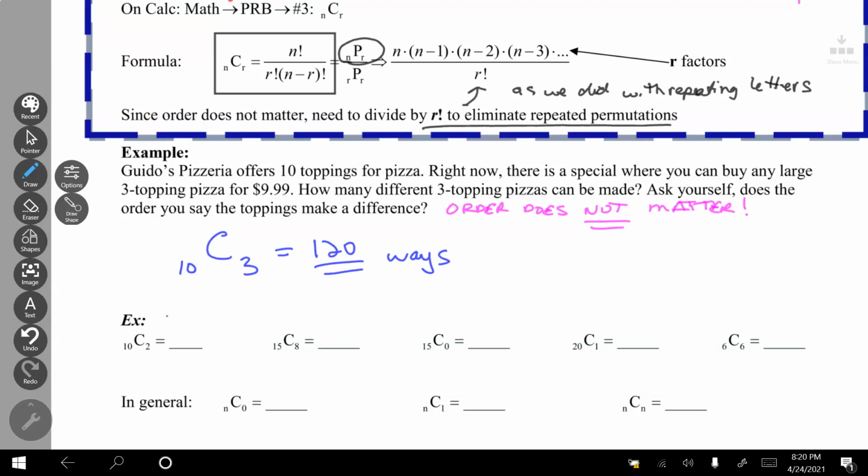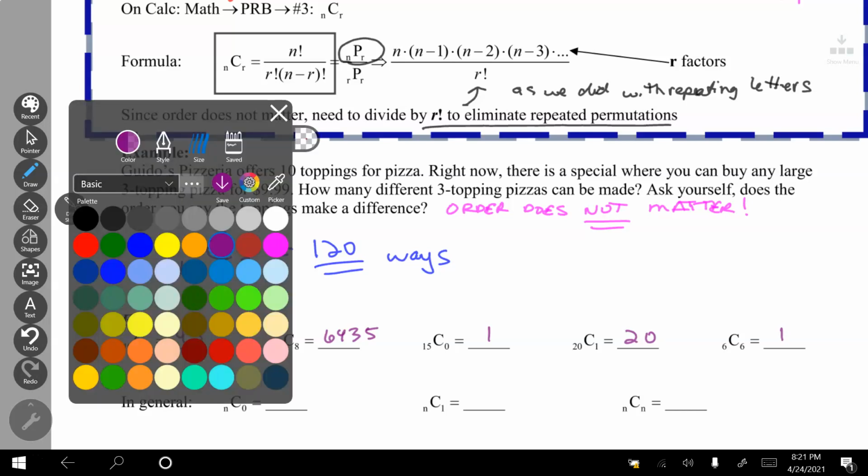10C2, and I put in the calculator, I got 45. 15C8, remember 15P8 was this huge number. Well, 15C8 divides out all these repeats, and I get a much smaller number. 15C0 is 1 because I have 15 items. I don't want to take any of them. There's only one way to do that. 20C1, again, if I have 20 items, I want to select one of them. I could do 20 individual ways. And 6C6 means I have 6 items, and I want to take all 6 of them, and order doesn't matter. There's only one way to do that.